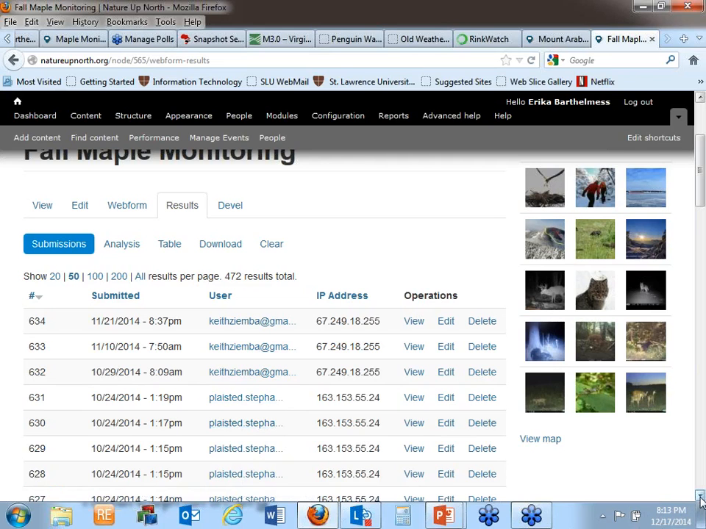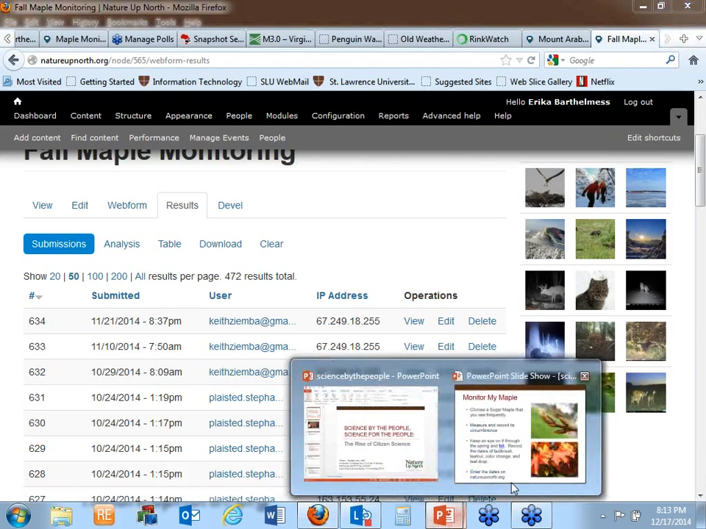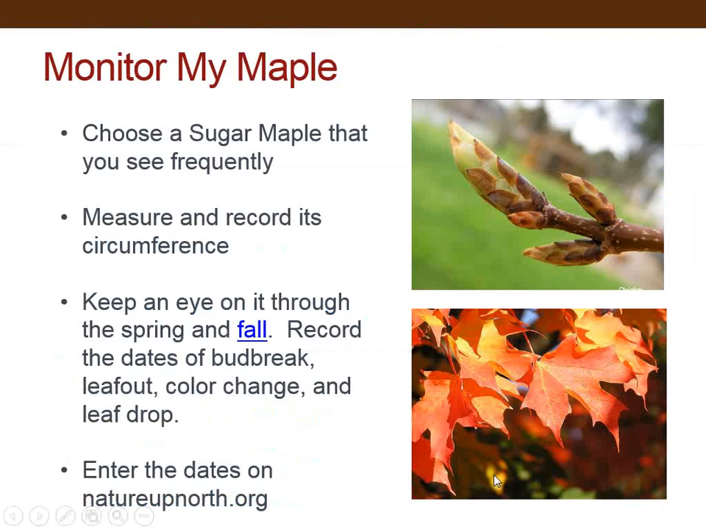So we went with our interns to the school, and we took the kids outside and we trained them on how to monitor their maple. And it was really neat because the kids were doing things like taking selfies with their maple and hugging their tree and naming their tree and really engaging in a very human way, but also talking about how we collect data as scientists and what the data might mean for us on a larger scale. So this has been a really fun project for us to participate in.